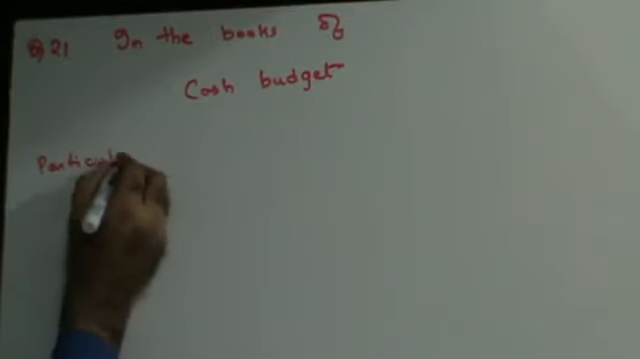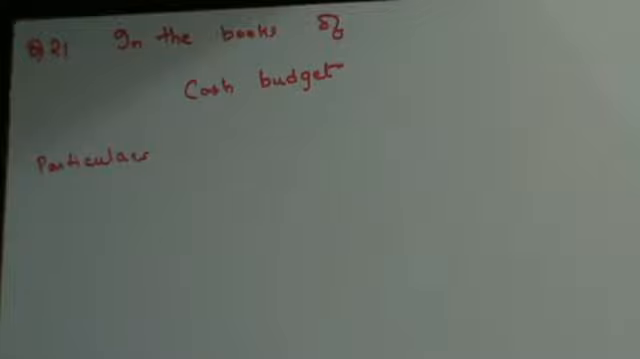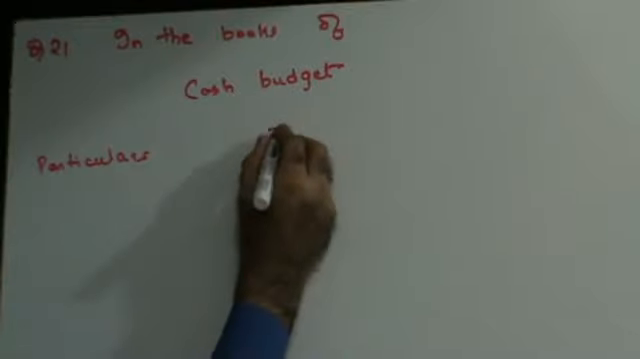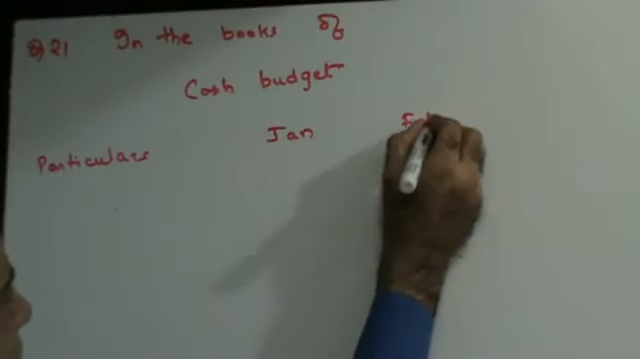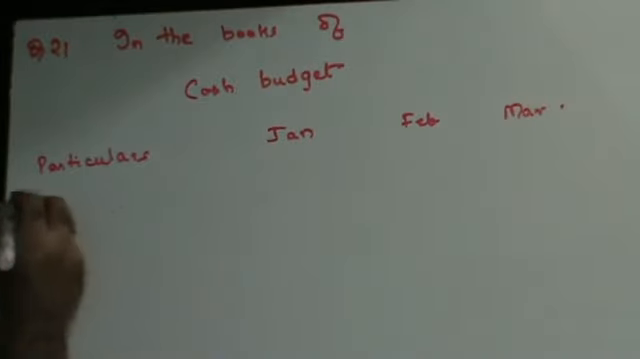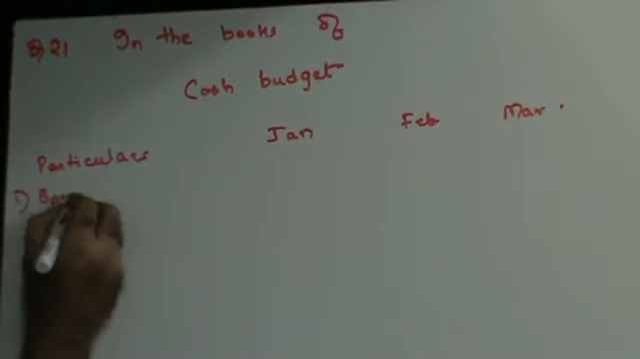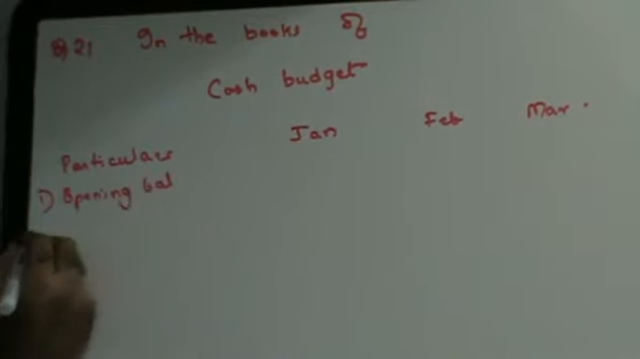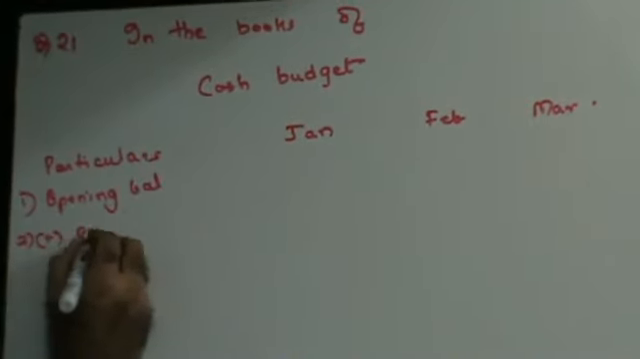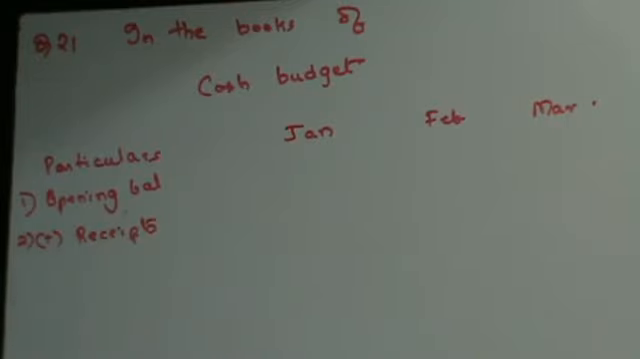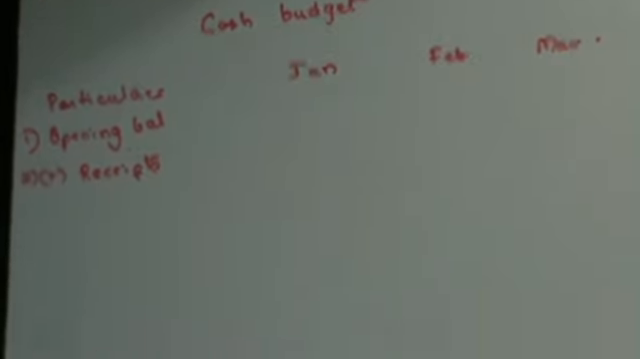Particulars. They've asked you to prepare a cash budget for 3 months for the quarter ending 31st March. Quarter ending 31st March means you have to make it for Jan, Feb and March, right? Opening balance, add receipts, less payments, closing balance. Right, let's start.